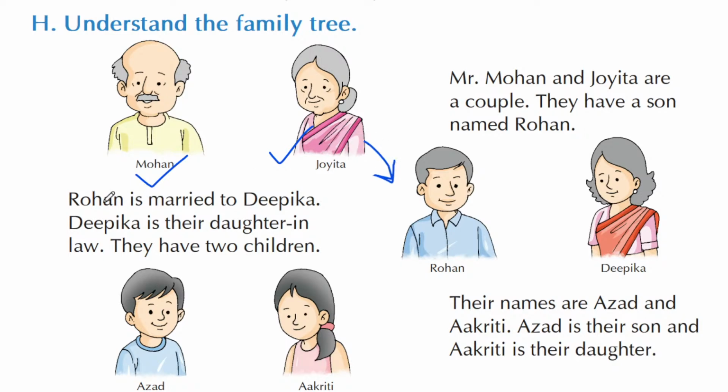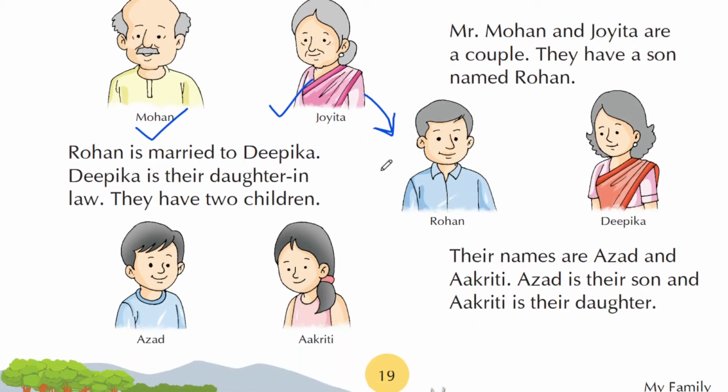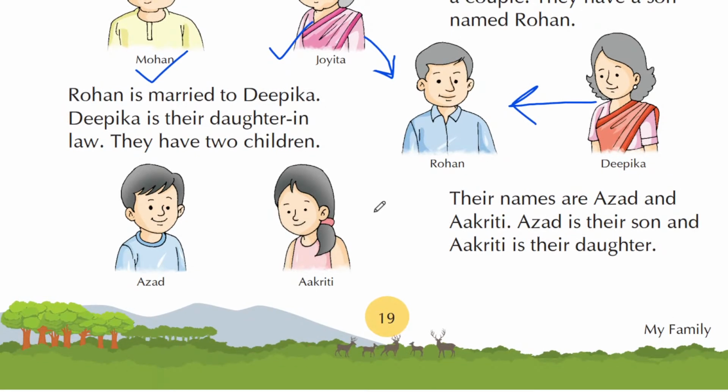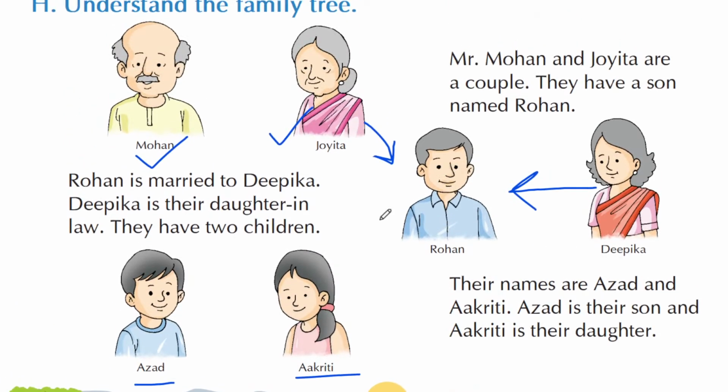This is Rohan, okay? Rohan is married to Deepika. So Deepika is the wife of Rohan. They have two children. Azad is a boy, Akriti is a girl. Azad is the son of Rohan and Deepika, and Akriti is their daughter. So Rohan is the son of Mohan and Joita. Deepika is the daughter-in-law of Mohan and Joita.